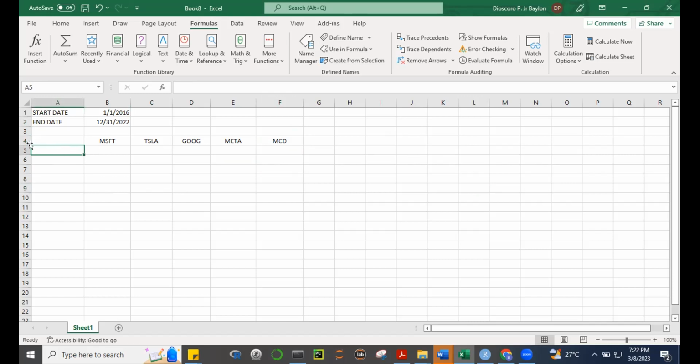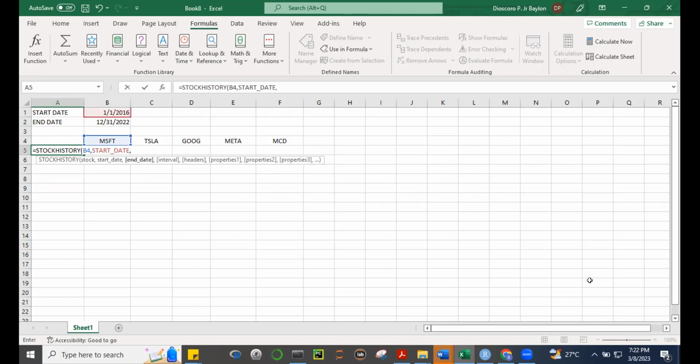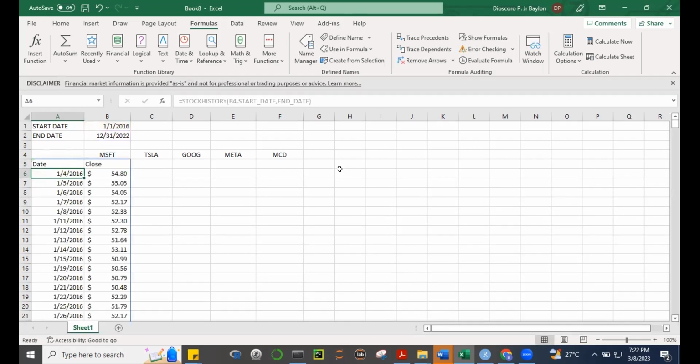Okay, so let's go here to the left. So may Microsoft tayo dito, di ba? Sa A5 kasi dito ilalagay ni Excel yung dates, no? So let's type stock history, and then anong stock? Ito, Microsoft, comma, start date natin ito, right? Comma, end date, this one. Okay, may mga iba pa dito, naka-bracket siya, ibig sabihin yan, yung optional. Mamaya, kakailanganin natin yan. So, close natin, and then, enter.